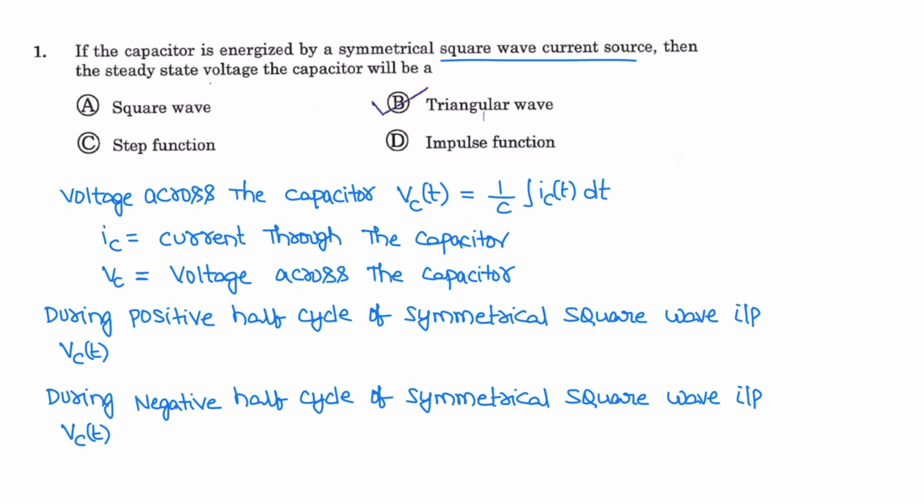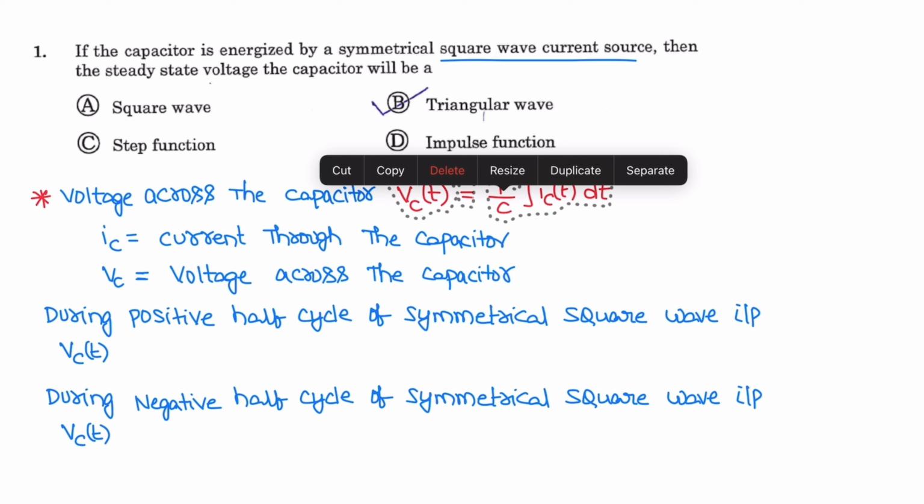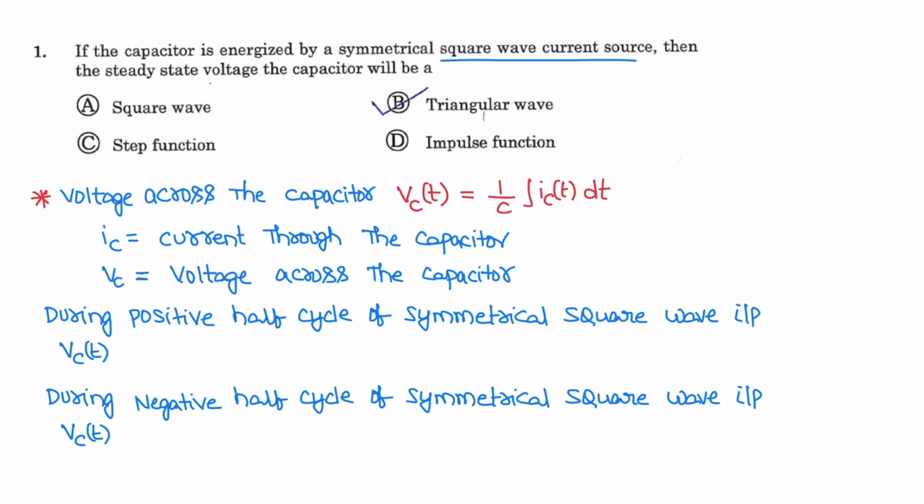We know that the voltage across the capacitor is given by Vc(t) = 1/C ∫ I dt, where I is the current flowing through the capacitor and Vc is the voltage across the capacitor. During the positive half cycle of the symmetrical square wave input, the voltage across the capacitor increases linearly. Similarly, during the negative half cycle, the voltage Vc(t) decreases linearly.